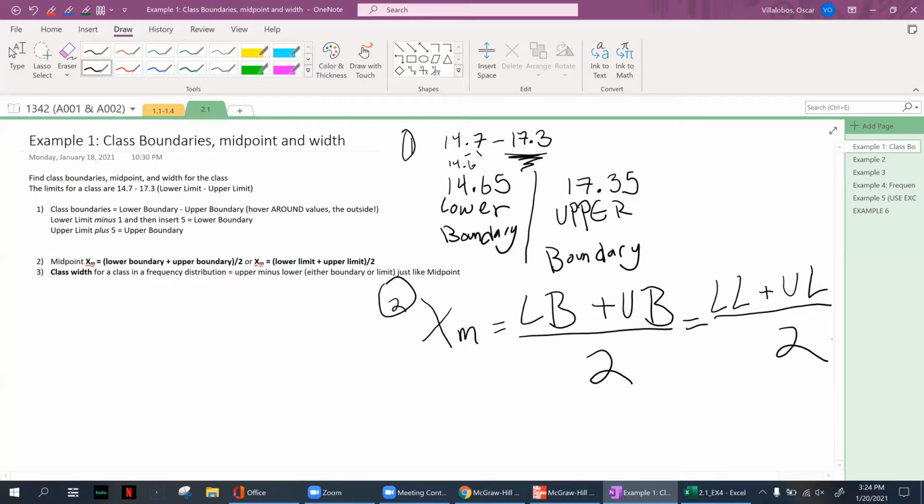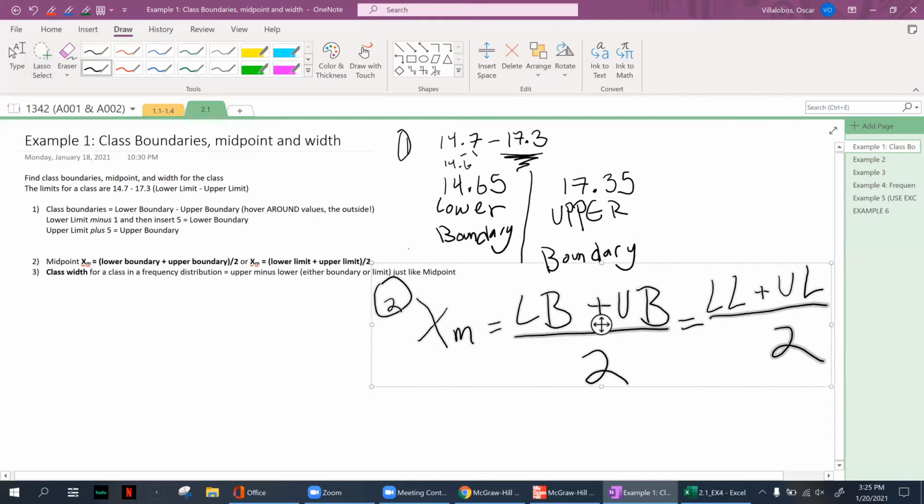But in certain scenarios, it's going to be easier to do one or the other. If you start the problem and you're only given the lower and the upper limits, and you don't have to find the upper and lower boundary, then of course I would take the largest plus the lowest one, divided by 2. So here, let's do them with both. That's not going to hurt. Let's do them with both.